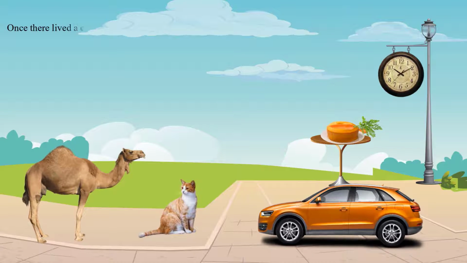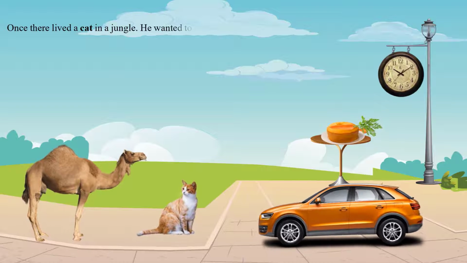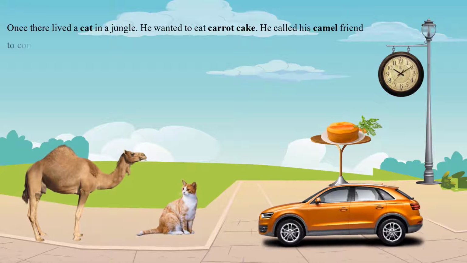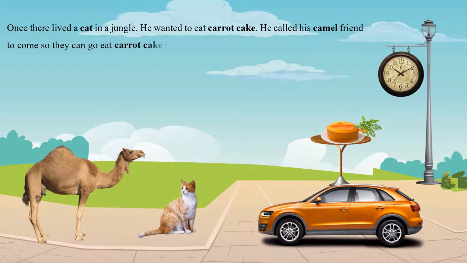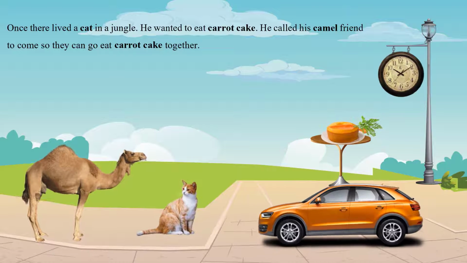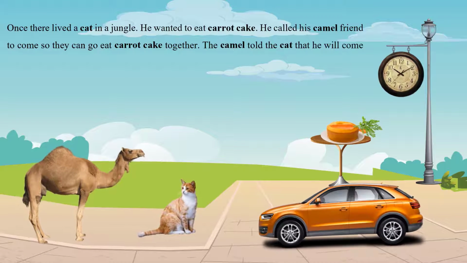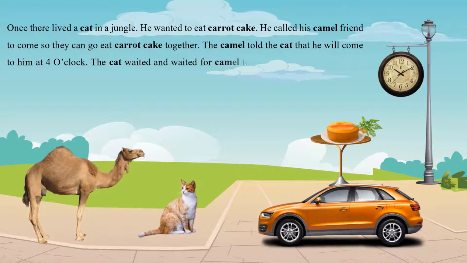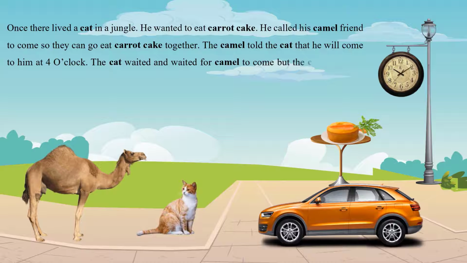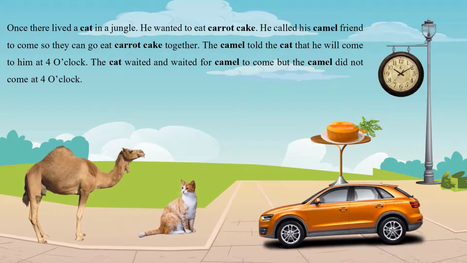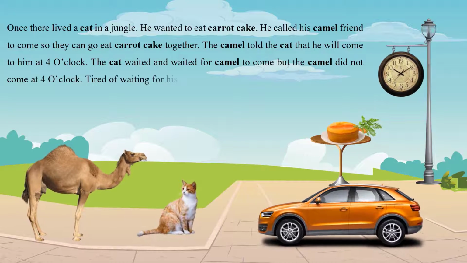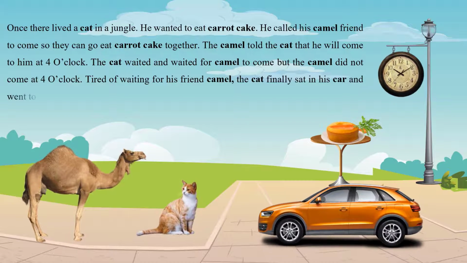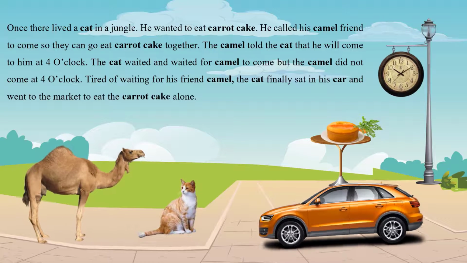Once there lived a cat in a jungle. He wanted to eat carrot cake. He called his camel friend to come so they could go and eat carrot cake together. The camel told the cat that he would come to him at 4 o'clock. The cat waited and waited for the camel to come. But the camel did not come at 4 o'clock. Tired of waiting for his friend camel, the cat finally sat in his car and went to the market to eat the carrot cake alone.